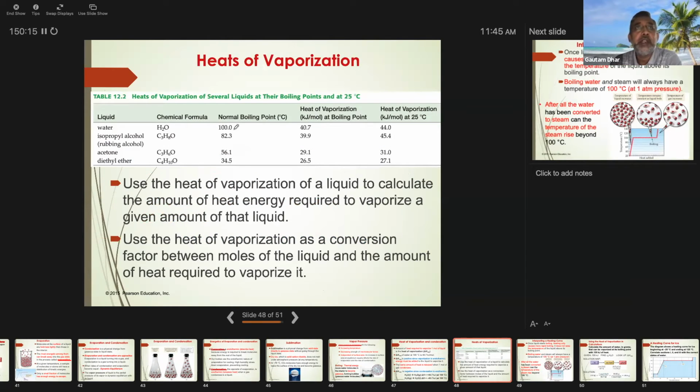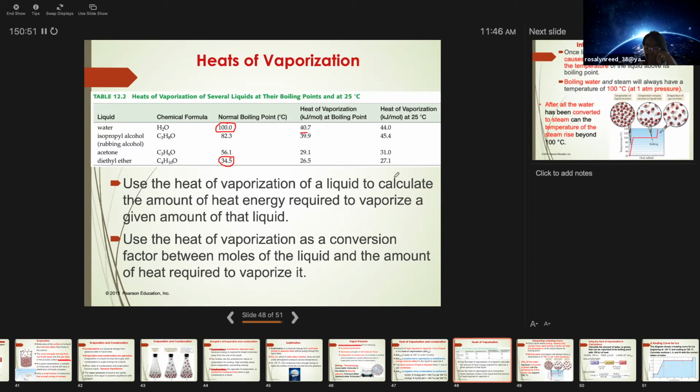Okay, so these are the normal boiling points, and you can see the boiling point is so low for diethyl ether, acetone, isopropyl alcohol, much lower than that of water. Water is 100. And the heats of evaporation are also higher. So there is a kind of a relationship there between the boiling point, the force of interactions, heat of evaporation, heat of condensation, and so on. Because more heat is required, it requires more energy to overcome those intermolecular forces. So think of it that way.